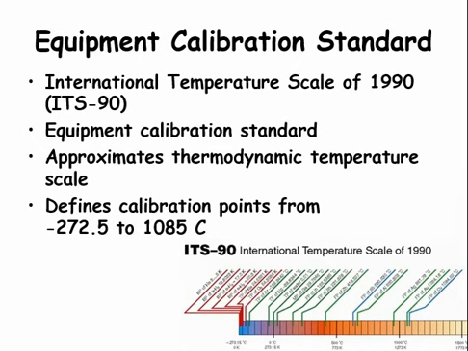The International Temperature Scale of 1990 defines over 15 different calibration points from minus 272 to 1085 degrees Celsius. Many of the temperatures are based on the triple points of different chemical elements.